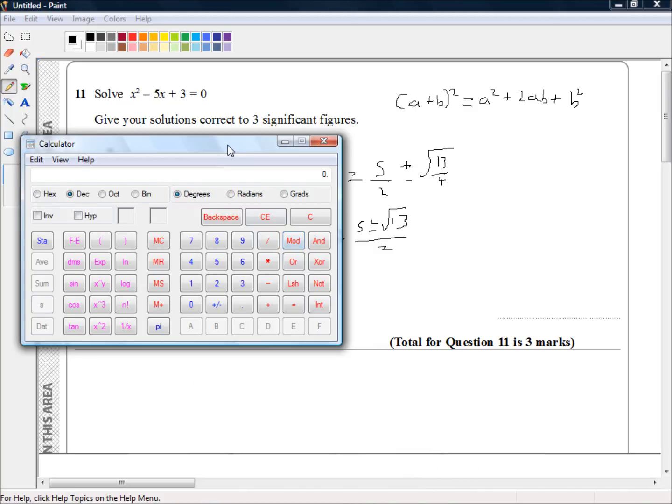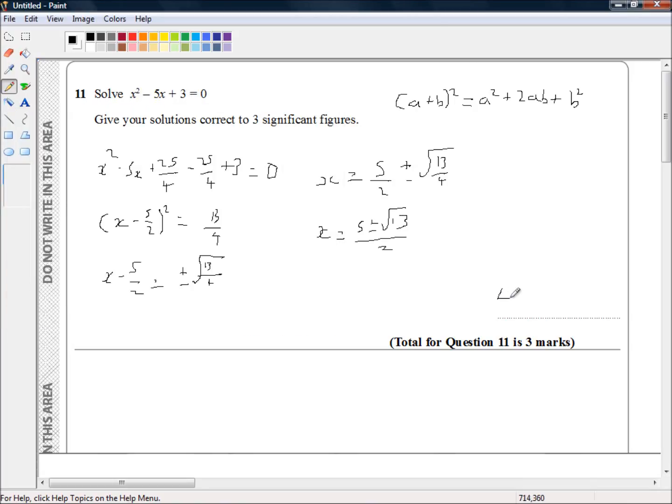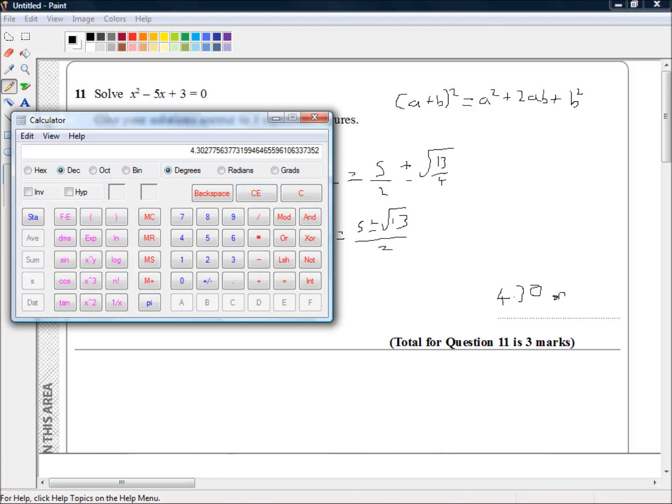But I'm going to plug this into our calculator anyway. So that's 5 plus the square root of 13, equals, divided by 2 is 4.30, so that's 4.30 to 3 significant figures. And of course remember, because this is a 2 that comes after the 0, that does not round up. And then the other one is 5 minus the square root of 13.